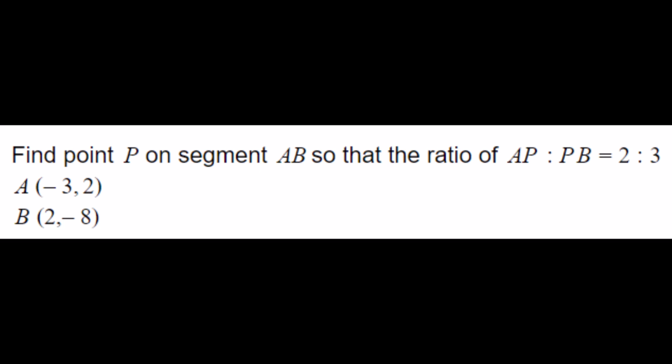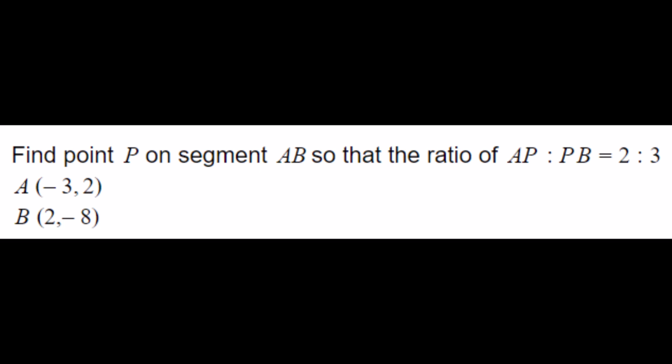Find point P on segment AB so that the ratio of AP to PB is 2 to 3. A is at -3, 2, and B is at 2, -8. There are two ways to solve this problem, which are graphing and algebra.